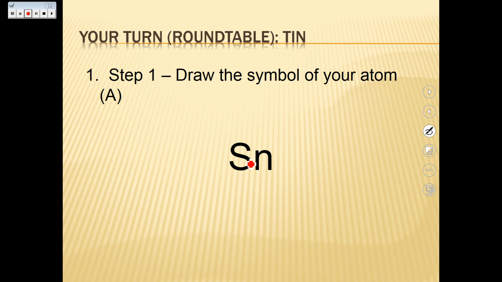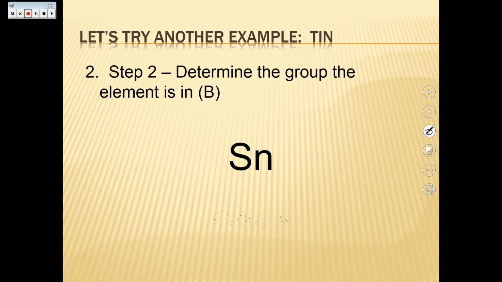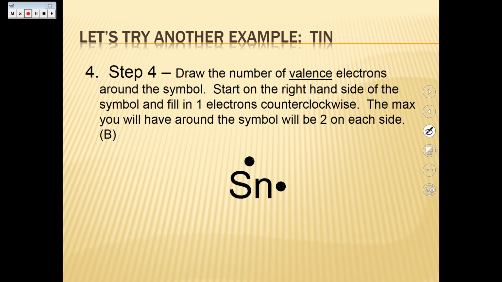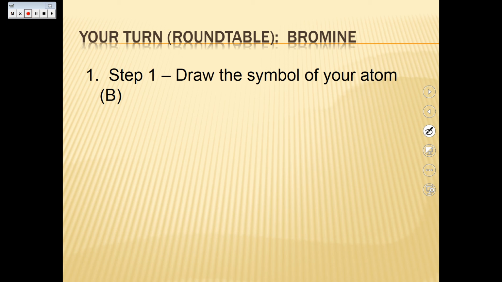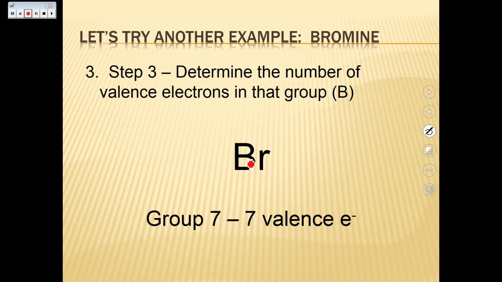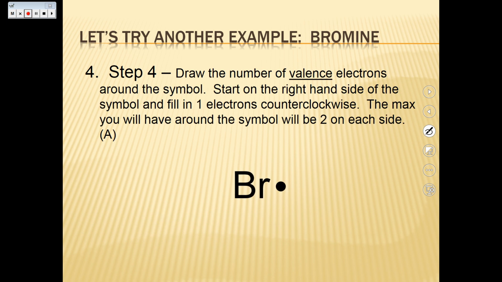Tin. Tin is in group 4. It has 4 valence electrons, and so I would draw it with 4 dots. Bromine. Bromine is in group 7. It has 7 valence electrons, so it will have a Lewis dot diagram with 7 dots around it.